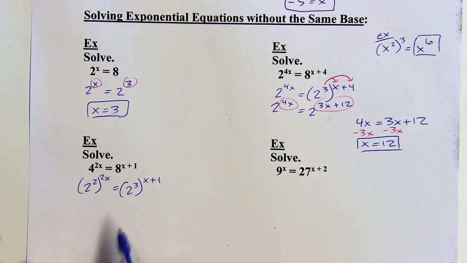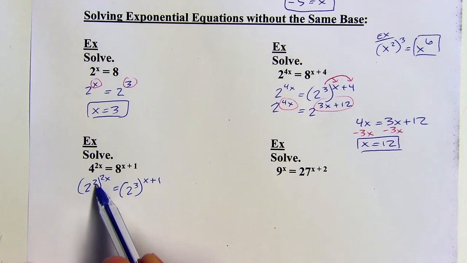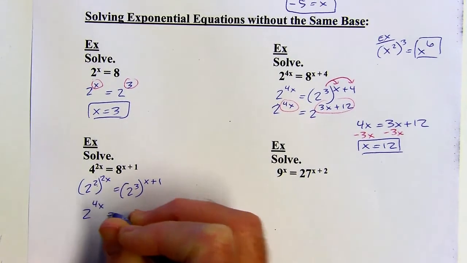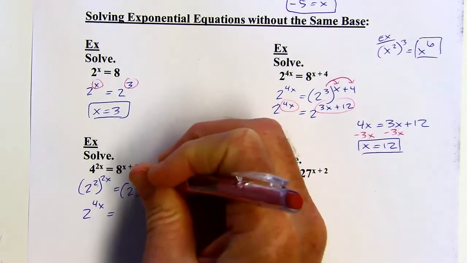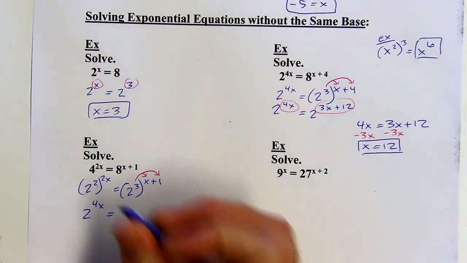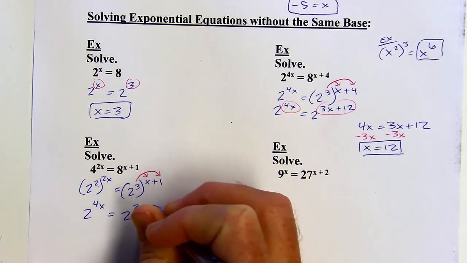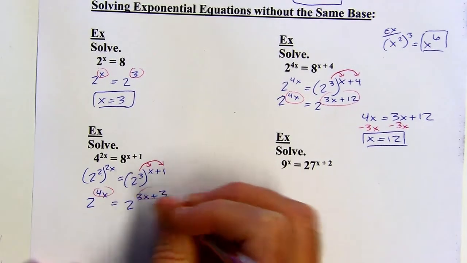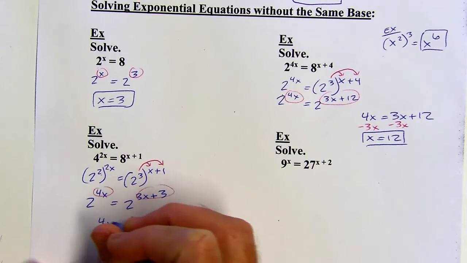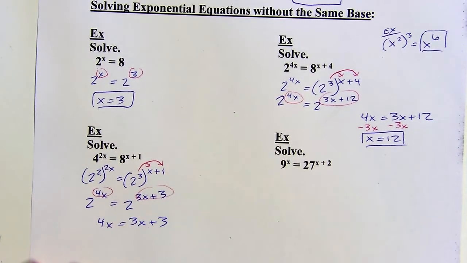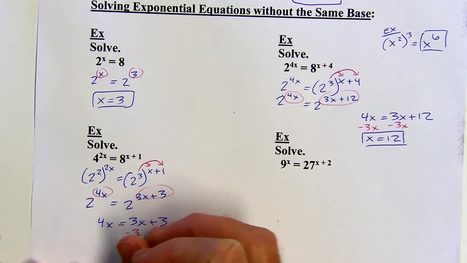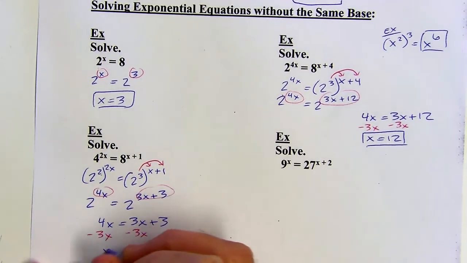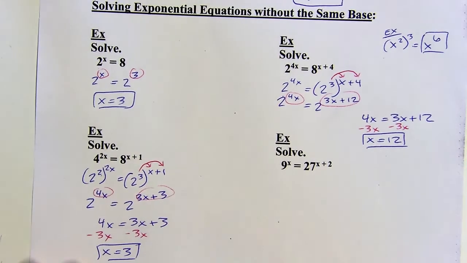Okay? So then on both sides, I'm going to take my exponent and multiply by the other exponent. So 2 to the 4x on the left. And on the right, I want to distribute the 3. So this is going to be 2 to the 3x plus 3. Okay? And now I can set the exponents equal to each other. 4x will equal 3x plus 3. And we'll subtract 3x from both sides. And then x equals 3. Okay? Let's try another here.